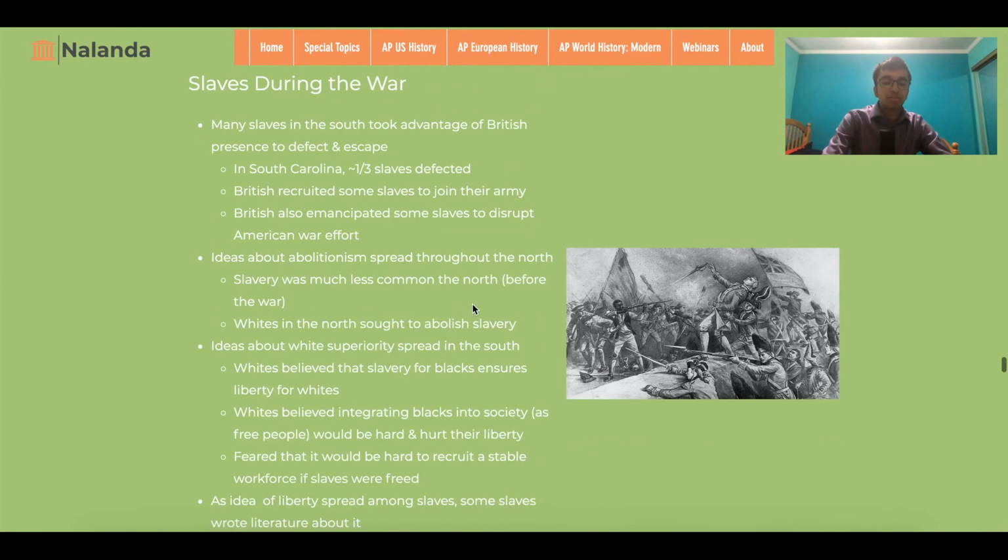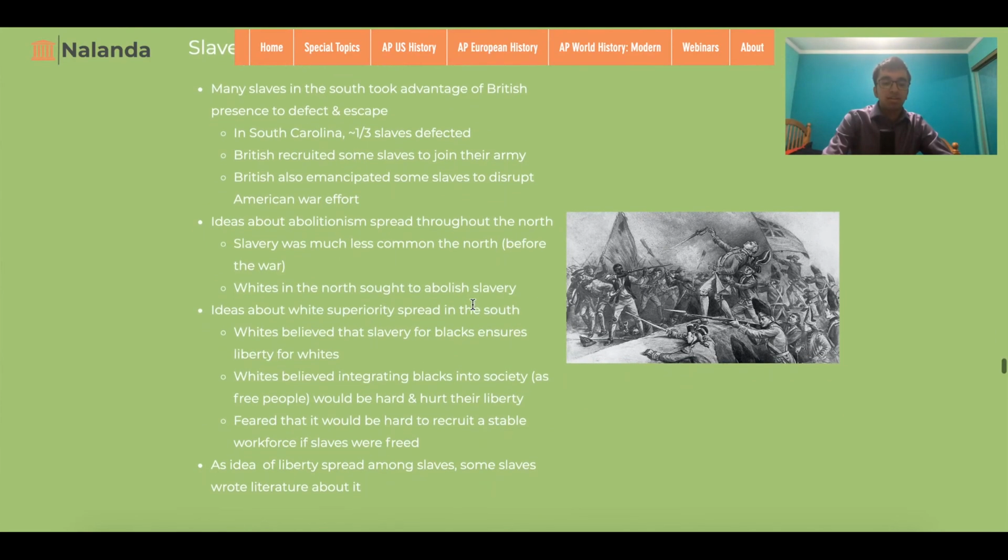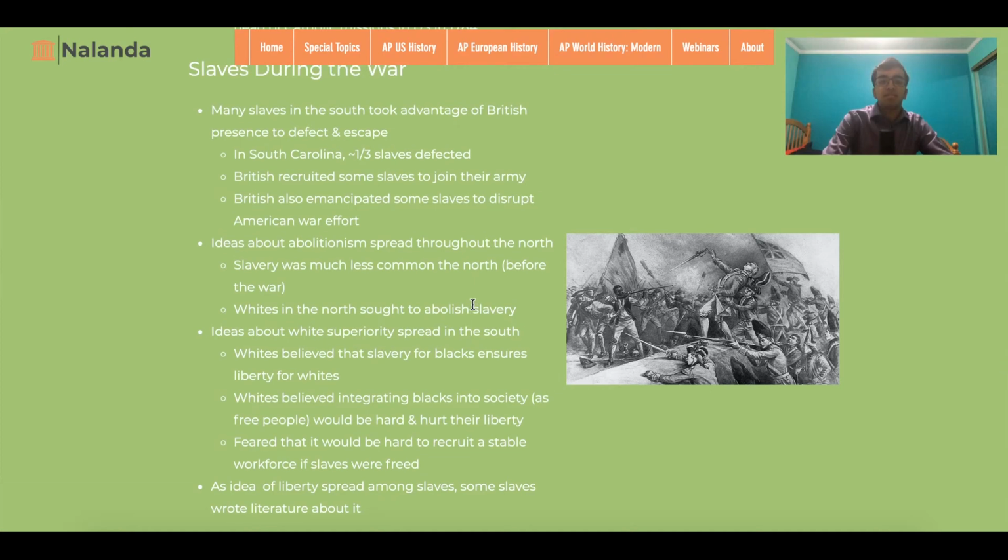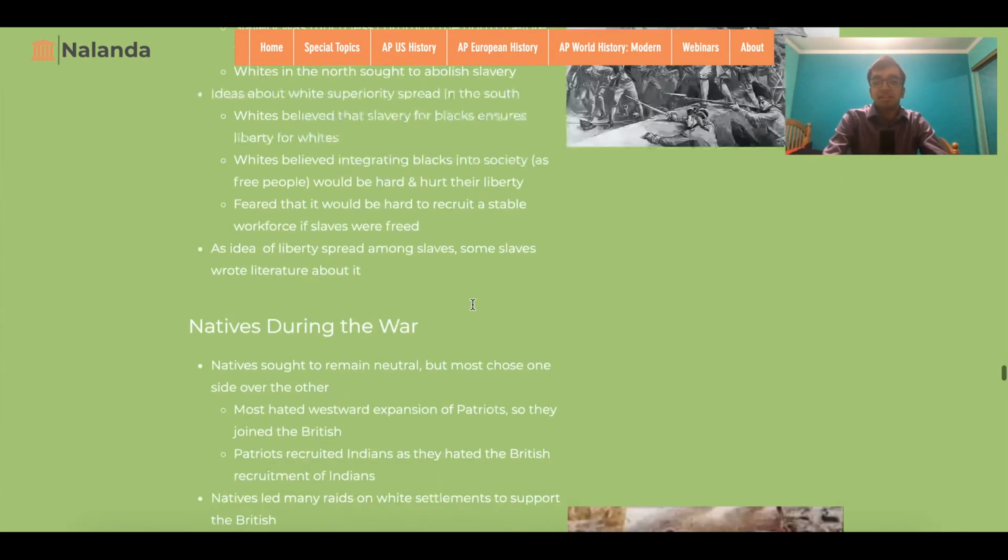Now, the British recruited many slaves to join the war, and other slaves took advantage of the war to defect. The British also emancipated some of the slaves to disrupt the American war effort. As revolutionary ideals and the idea of liberty spread throughout the colonies, ideas of abolitionism and emancipation of slaves spread throughout the North. Eventually, slavery was abolished in the North. However, in the South, ideas of white superiority spread, and the whites believed that they could only get liberty if the blacks remained enslaved. So because of that, slavery remained in the South.